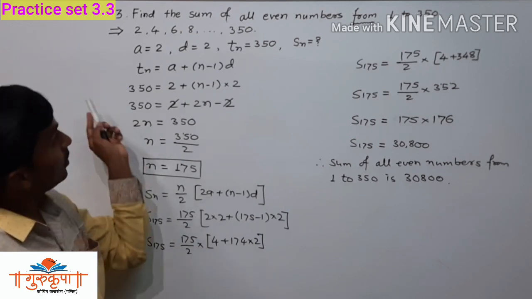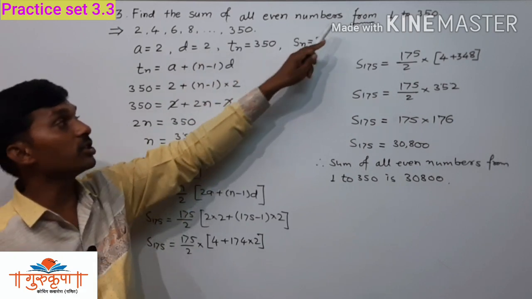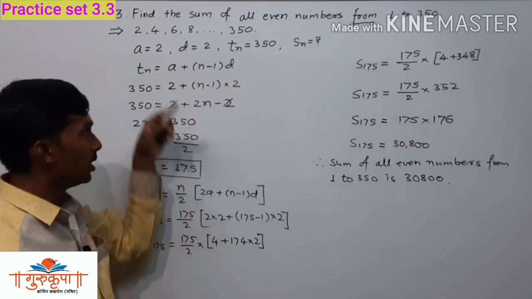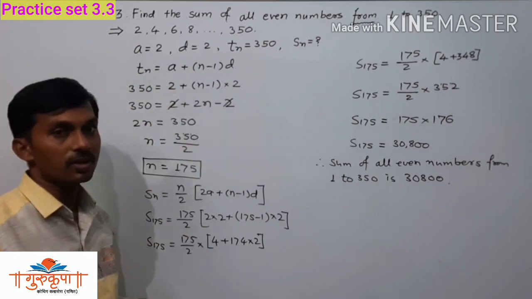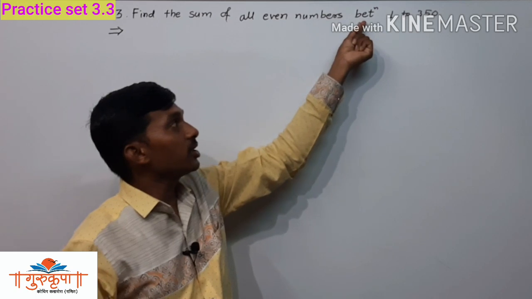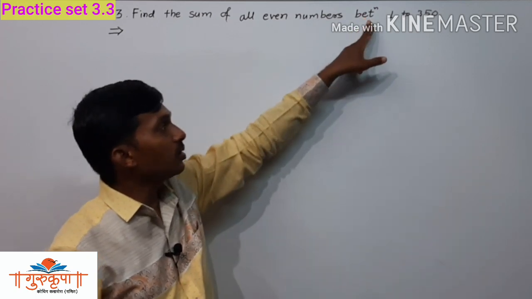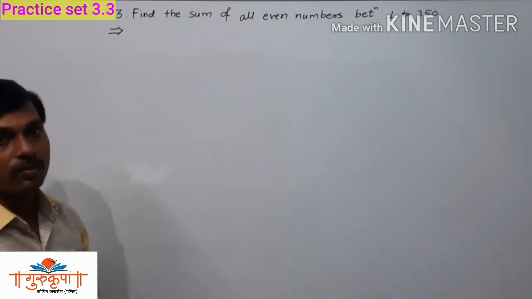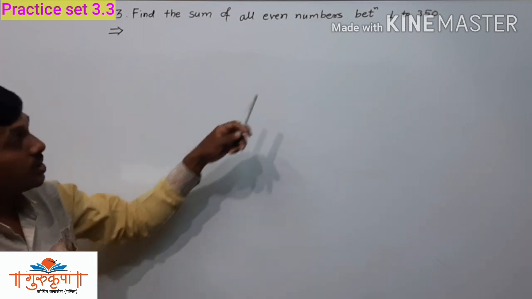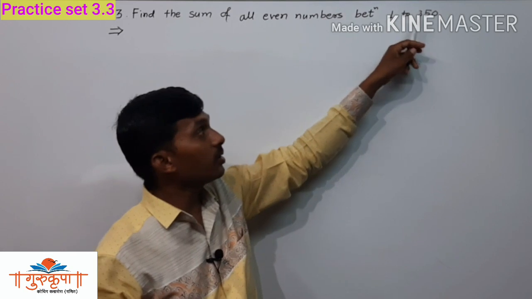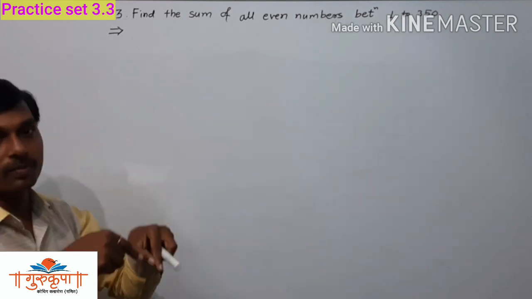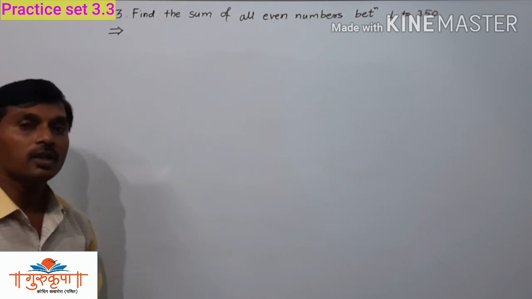Now we will simplify the same question again, making the change here. In place of from, we will write between, and we will again simplify this question. Number three, here we make the minor correction in this question. In place of the word from, we write the word between, and now we have to simplify this same question again. Since the word between is given, we cannot calculate 1 and 350. We have to calculate the numbers between them, between 1 and 350.